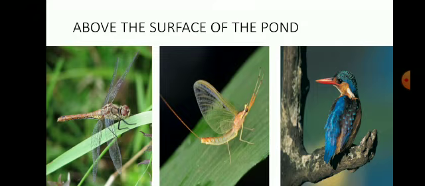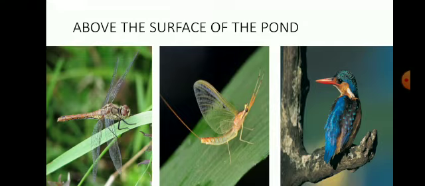Now let us see the animals that are present above the surface of the pond. You can see in the first picture it is dragonfly, second picture mayfly, and the third picture you can see kingfisher. These are hovering above the pond and then resting over a bamboo pole or a stake jutting out of the surface of the pond. They get food from the surface of the pond.